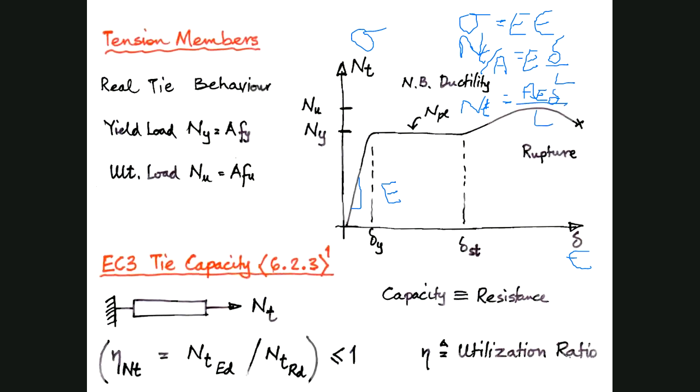So the cross-sectional area times the Young's modulus, divided by the original length, times the change in length, is equal to the force. So the force is equal to AE over L, all multiplied by the change in length. And this AE over L is the stiffness of the section.